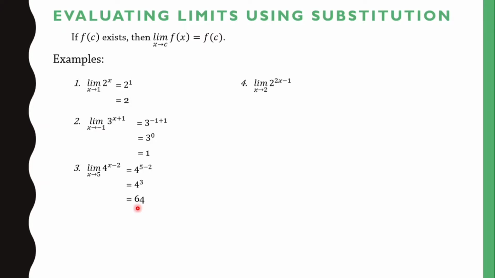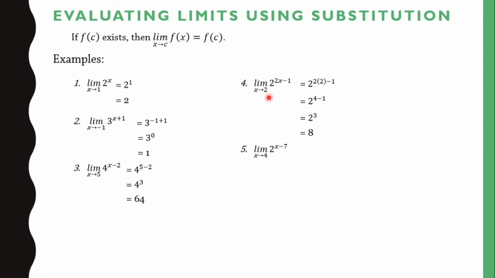Next example, we have the limit of 2 raised to 2x minus 1 as x approaches 2. So again, we substitute x with the value of our c, that is 2. So that's 2 raised to 2 times 2 minus 1. So that's 2 raised to 4 minus 1, or 2 cubed. 2 cubed is equal to 8. So the limit of 2 raised to 2x minus 1 as x approaches 2 is 8.